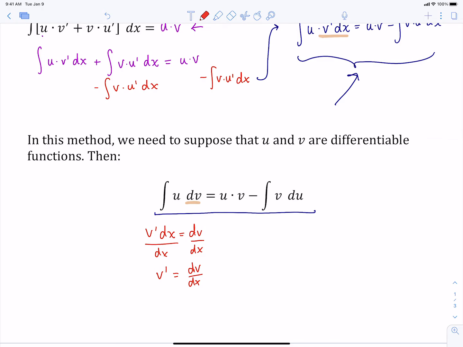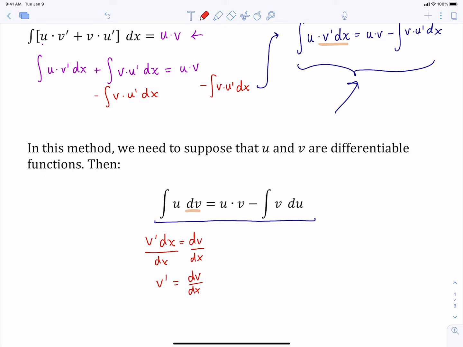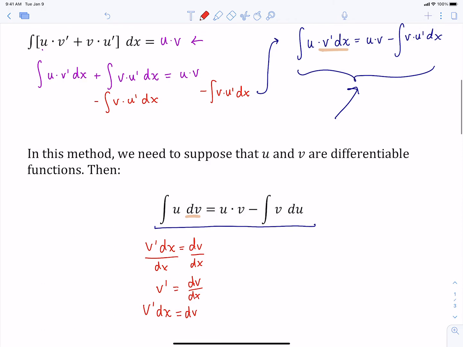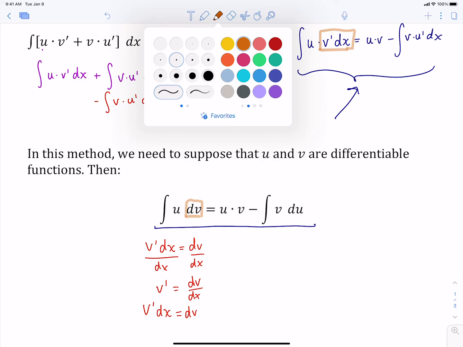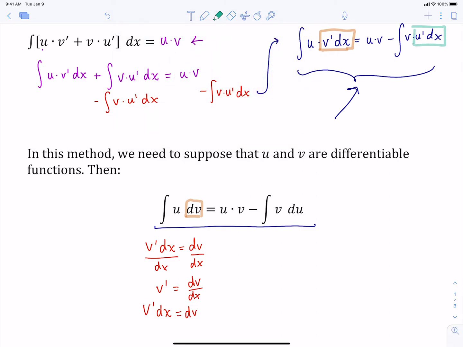And dv over dx, that's the same. This is just different notations for the integral. And we've just rewritten it as v prime dx is equal to dv. So that's what we've done here in this first part: we've taken this v prime dx and replaced it with dv. And we did the same thing over here. We took that u prime dx and replaced it with du, for the exact same reason, that we could write u prime dx is equal to du, because u prime is equal to du over dx. That's just notation that's true.